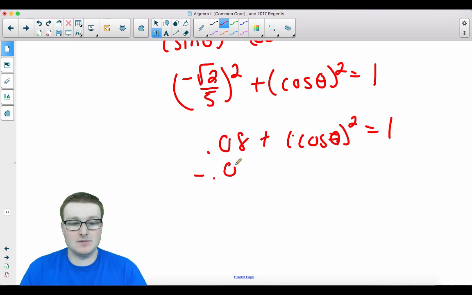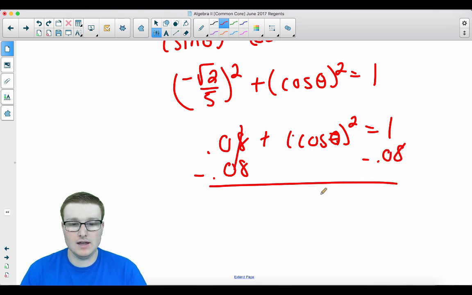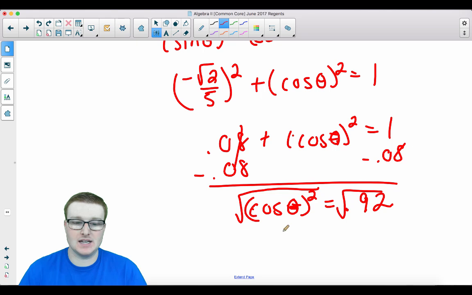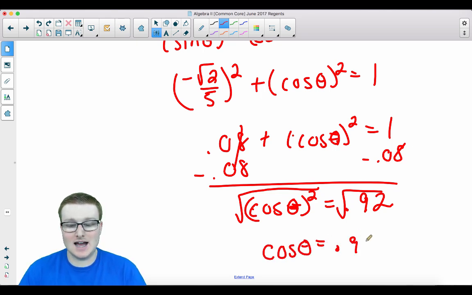Subtract the 0.08 on both sides. Okay, we get the cosine theta quantity squared equals 0.92 when you subtract it. Now take the square root to find cosine. Take the square root, you get the cosine of theta is equal to 0.9592 when you plug that into your calculator.